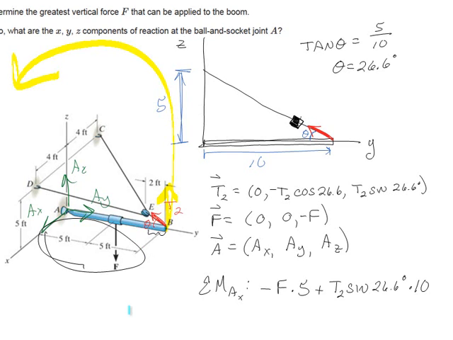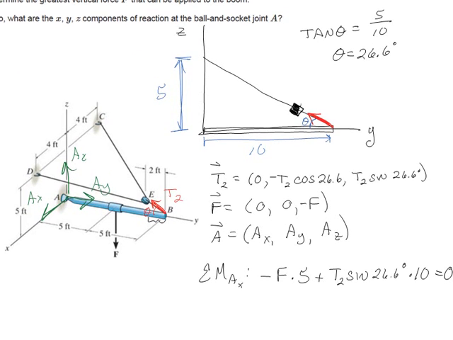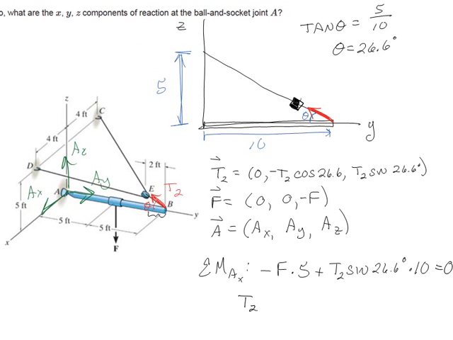So I think that's all that I'm really going to be able to deal with. So I'm going to kind of let that slide. So that's going to equal 0. So I have that basically T2 sine 26.6 times 10 equals 5F. I can't do this for some reason. There we go. 5F.